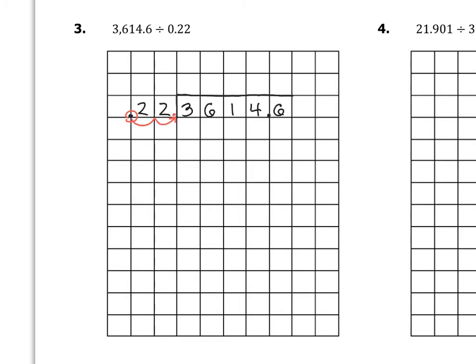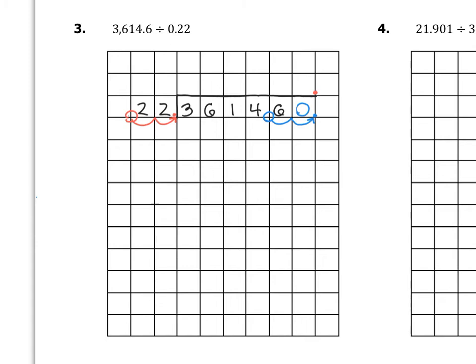And so now I'll do the same thing with the decimal point in my dividend. If I move it one place, it's now to the right of my 6. If I move it a second place, then I need to add a 0 in what is now the ones position. So I have to add a 0 in my dividend here to move that decimal point 2 places. And so now I'm dividing 22 into this large number, 361,460. So let me place my decimal point in my quotient. It's going to go here. And so now we're going to divide like normal.